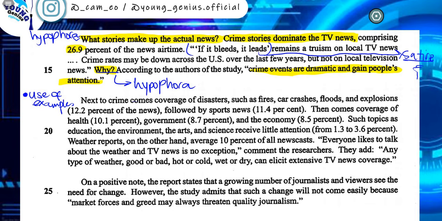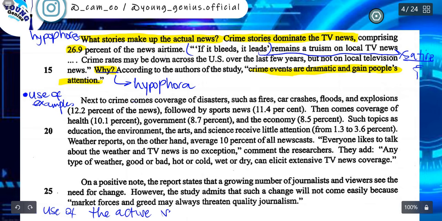All right, where was I? Okay. On a positive note, the report states that a growing number of journalists and viewers see the need for change. However, the study admits that such a change will not come easily because market forces and greed may always threaten quality journalism. All right. Throughout the piece, I also saw the use of the active voice, right? So I just jotted that anywhere on my page.